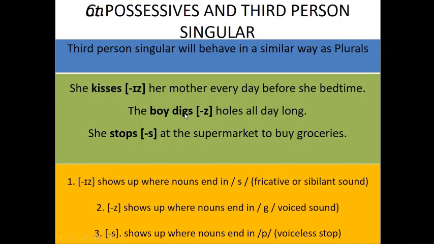Now g is voiced. This is g. If it's talk, k is voiceless. So it won't be talkz, it will be talks. Because k, the letter k, there's no vibration of vocal cords when you pronounce k. So because of that, it makes it voiceless.